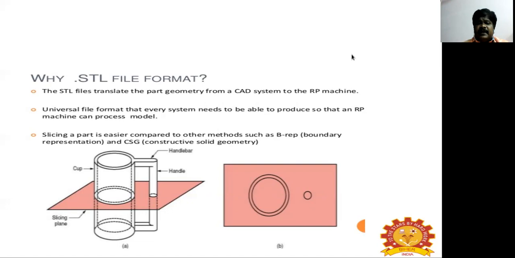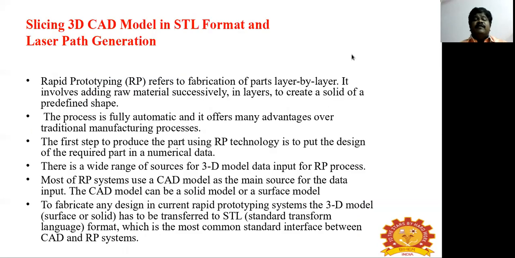Slicing is easier when we compare with other methods such as BREP, boundary representation, and CSG, constructive solid geometry. Then we go for slicing the 3D CAD model in STL format and laser path generation. In RP, we refer to the fabrication of parts layer by layer. It involves addition of raw material successively in layers for creating a solid of a predefined shape. The process is fully automatic.